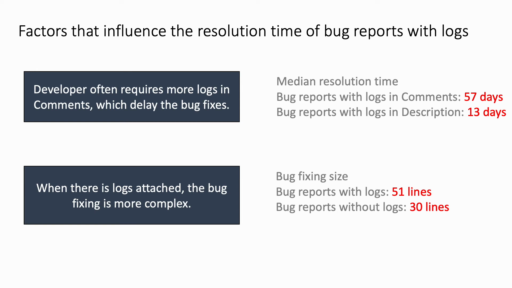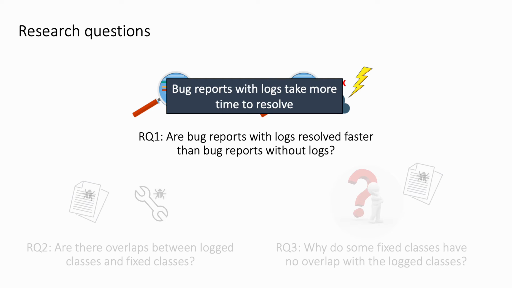In addition, the bug fixing size of bug report with log is often larger, indicating when there is log attached, the problem might be more complex. Therefore, the answer to our research question 1 is that bug report with log take more time to resolve.